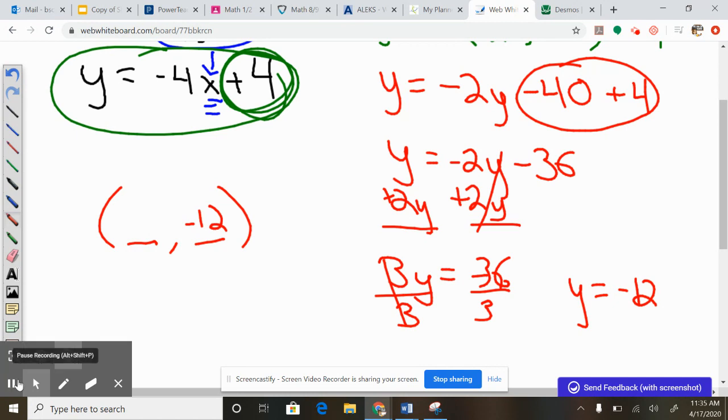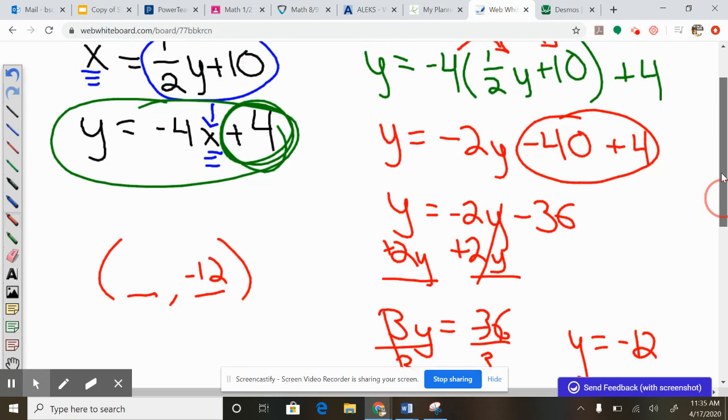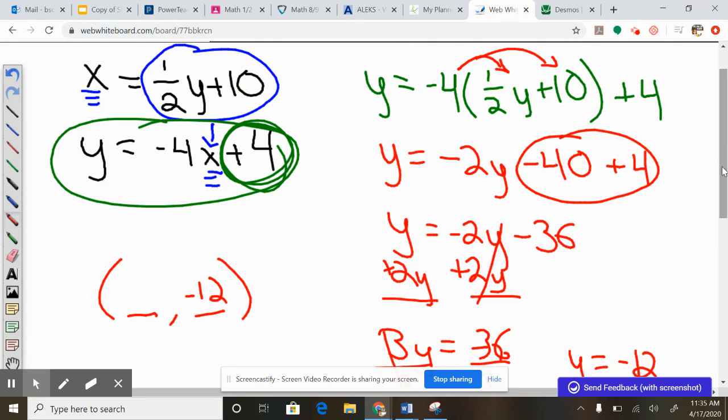Now in order to do that, I need to go back to one of my original equations. So I'm going to take this top equation here. But now that I know y is -12, I can plug -12 into that top equation. And again, it actually doesn't matter which equation you pick. I'm just choosing the top equation because I think it looks easier.